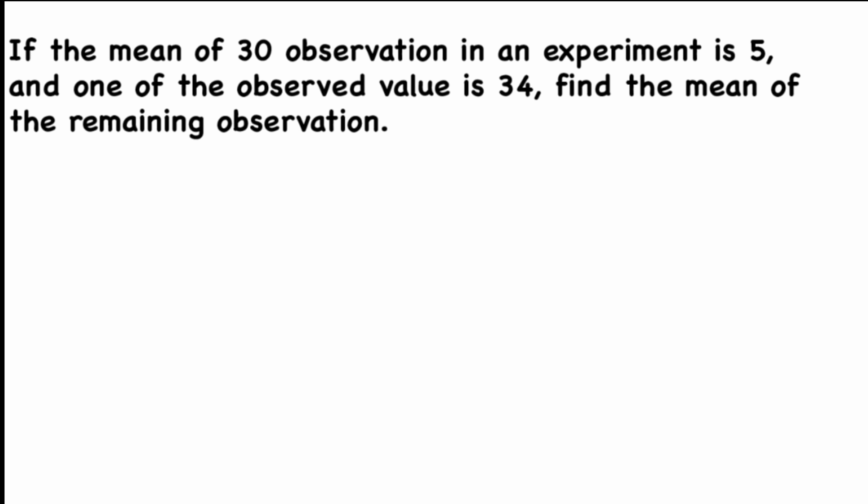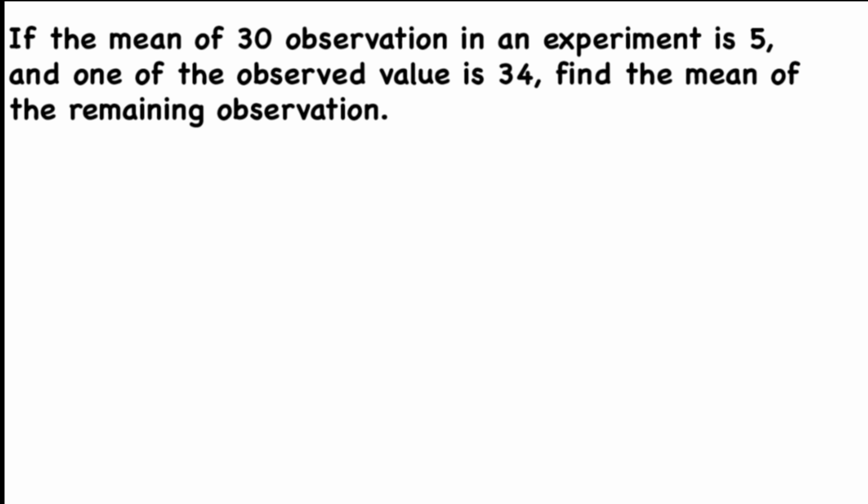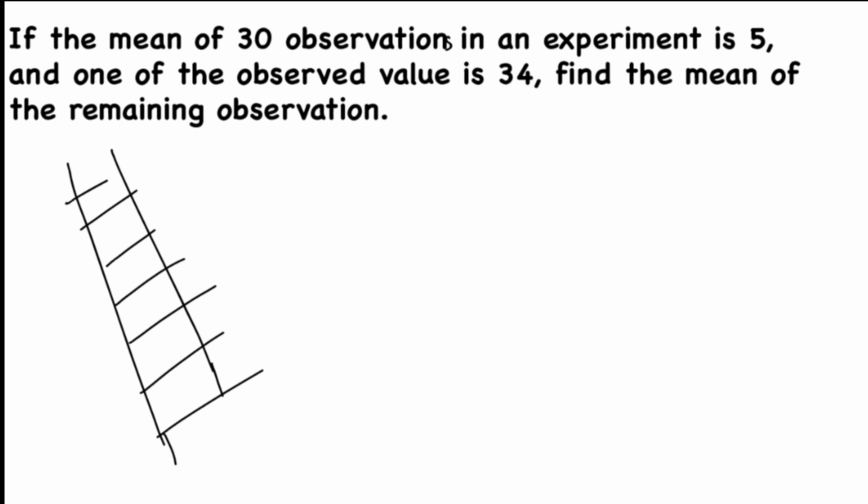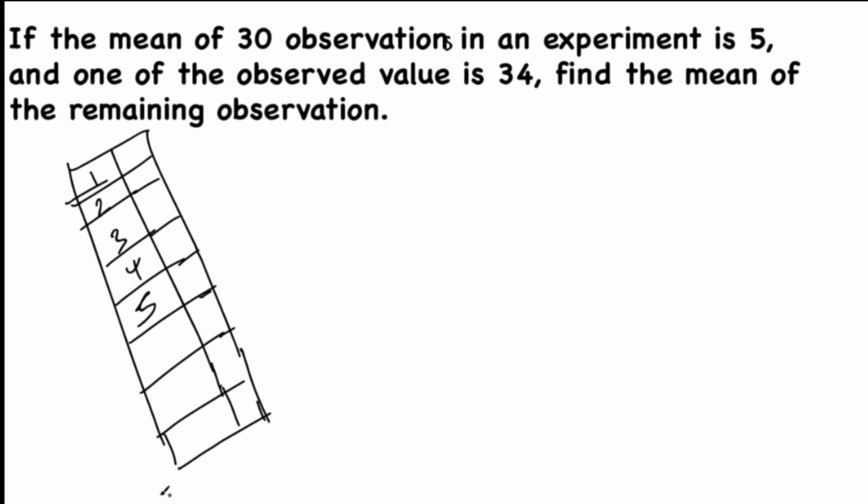Now, this is another question. It says if the mean of 30 observations, you must first of all check 30 observations. Okay, I observe something 30 times. So they observe something, but 30 times they observe it. First observation, second observation, third observation, fourth observation, fifth observation, sixth observation, till the 30th observation.